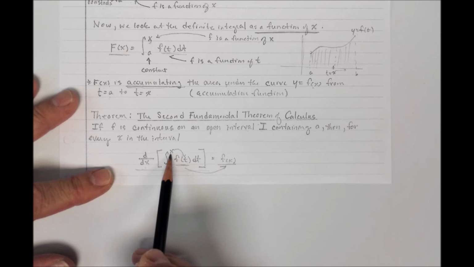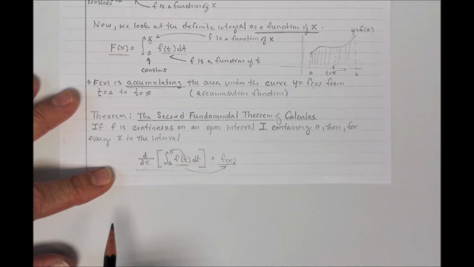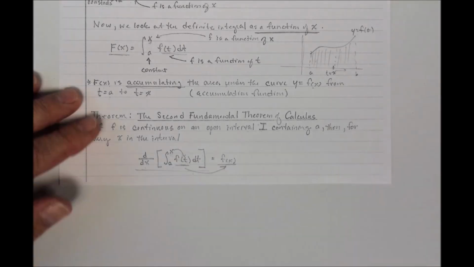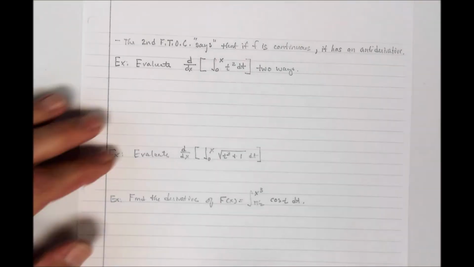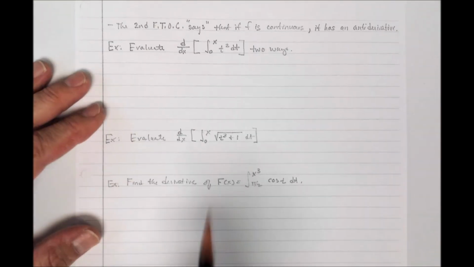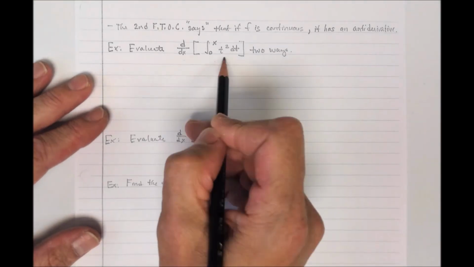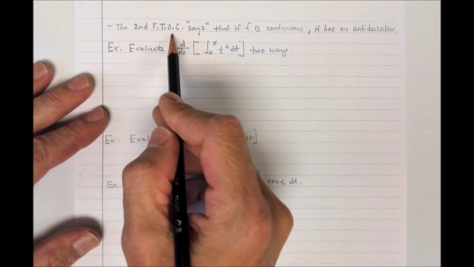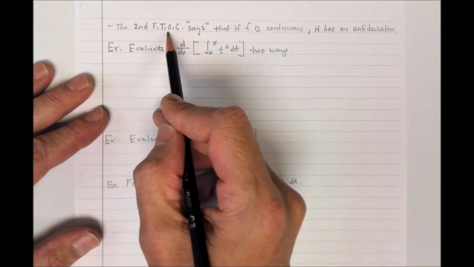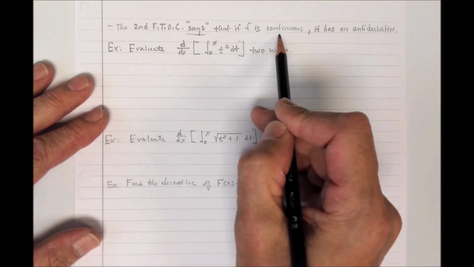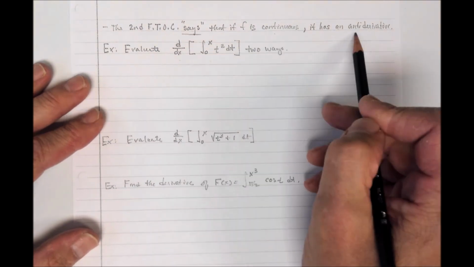And so there's a little bit extra. So I'm going to show you that here in just a moment. But first, let's try using the second fundamental theorem of calculus to evaluate this derivative of this definite integral. Now, notice up here it says that the second fundamental theorem, this is one of the things it says, that if f is continuous, then it has an antiderivative. We kind of talked about that before as well.